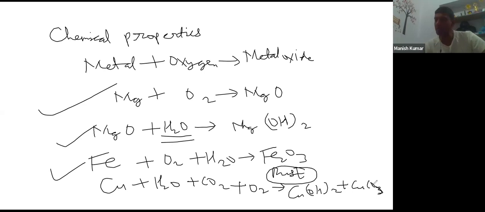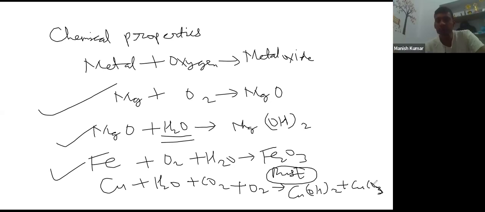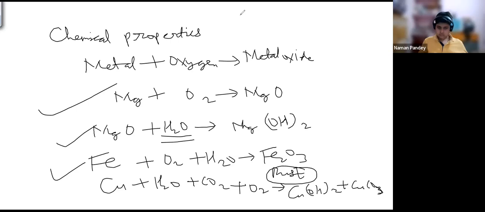Now, acidic non-metal oxides turn blue litmus to red. Are you aware of this? Yes, sir. Non-metal oxides turn blue litmus to red. That also you have to remember. So shall we move further? Yes, sir. Some more reactions are given in your book that I am mentioning.